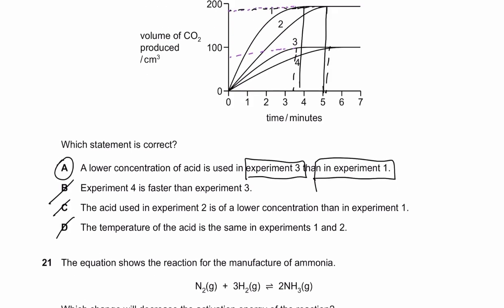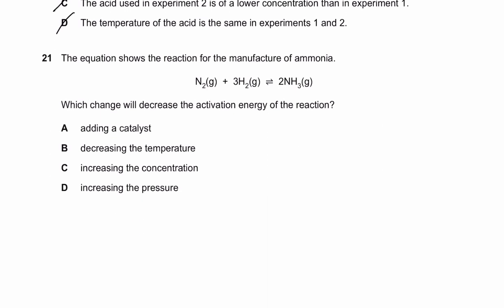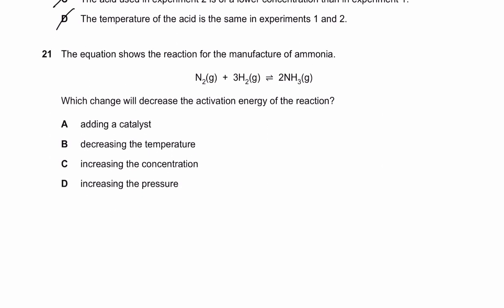Okay. Moving on. The equation shows the reaction for the manufacture of ammonia. Which change will decrease the activation energy? The activation energy is only dictated by the catalyst in a reversible reaction. And in any reaction, if you want to decrease the activation energy, you use a catalyst. Because what is a catalyst? A catalyst is any chemical substance that provides an alternative pathway for the reaction to occur by lowering the activation energy and therefore increasing the rate of reaction.